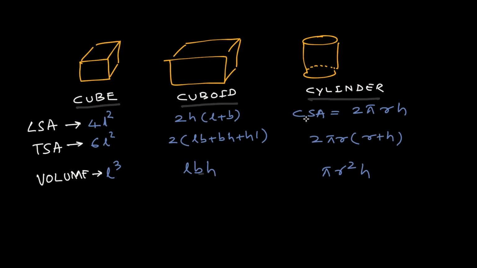Cylinder, we are no more calling it lateral. It is a curved surface area because it is a curved surface, not a straight line. So we are calling it curved surface area. What is that? The circumference multiplied with height because it is in the 3D shape form, that makes curved surface area. And what is total surface area? It is the area of this, and this one. So it is going to be 2 pi r (r plus h). What is volume? Actually, it is the area multiplied with the height, which is pi r square h. So it is going to be the volume of a cylinder.